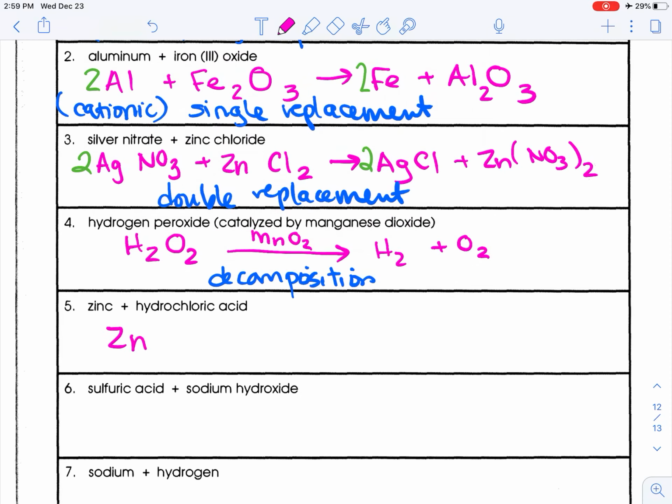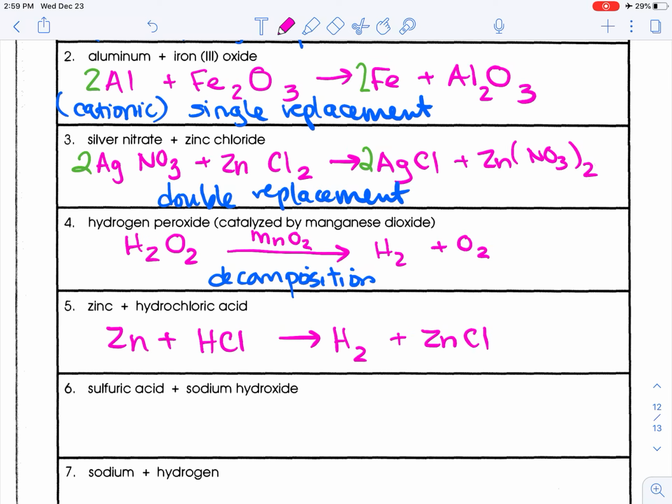Zinc. Hydrochloric acid is on reference table K. All right, so this looks like we've got a singleton and a compound. So I need to go to reference table J. Zinc is a metal. It's going to replace hydrogen. Even though hydrogen is not a metal, it acts like one. So it's going to bump hydrogen out. But remember, when hydrogen is by itself, it's diatomic. Now zinc is with chlorine.